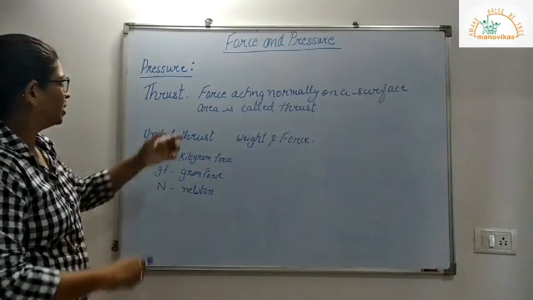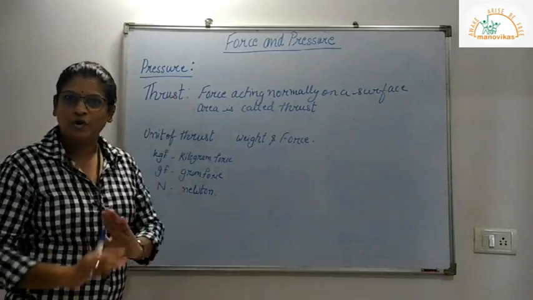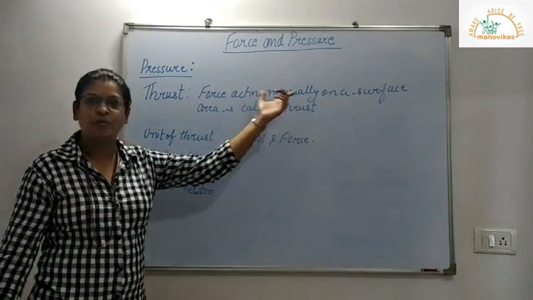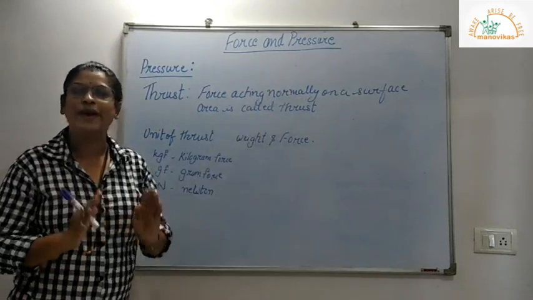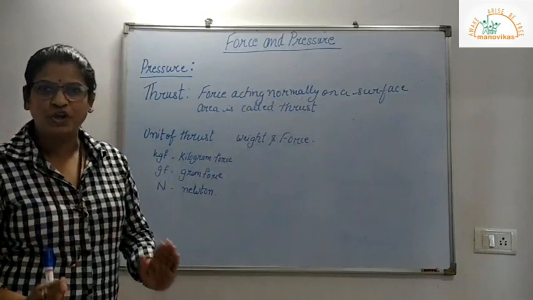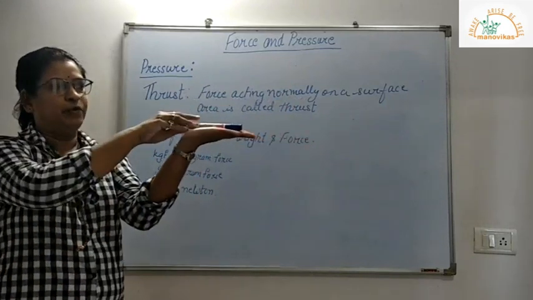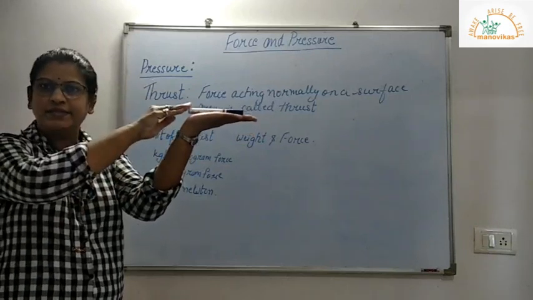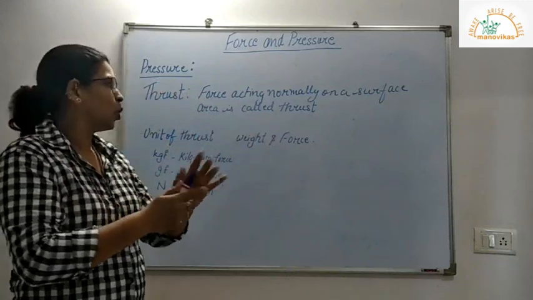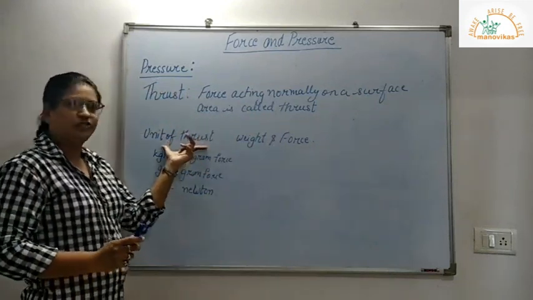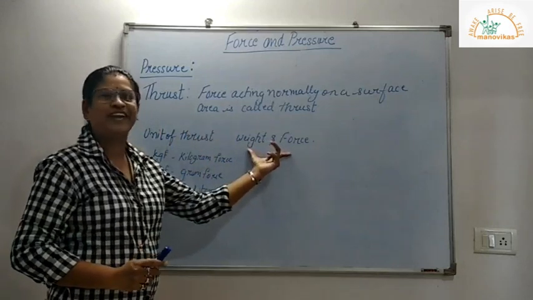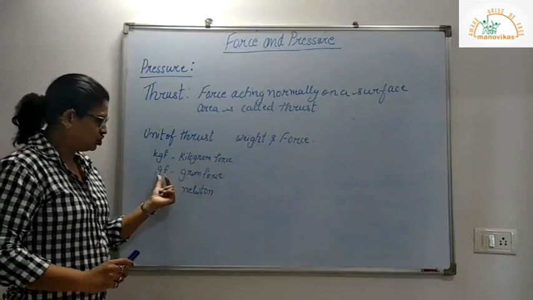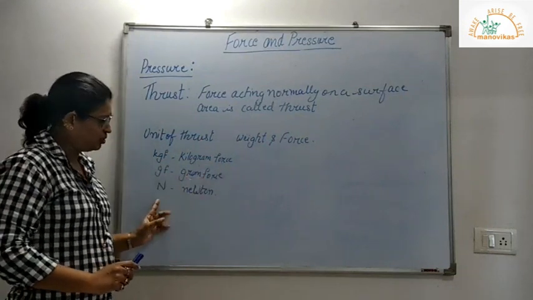So I repeat here. Force can act on a surface in any direction. But if the force is acting normally on the surface area, it is called thrust. And if an object is kept on a surface area, or it is resting on a surface area, it exerts a thrust which is equal to its own weight. Now the unit of thrust is the same as the unit of weight and force, which are kgf, that is kilogram force, gf, gram force, and Newton, N.